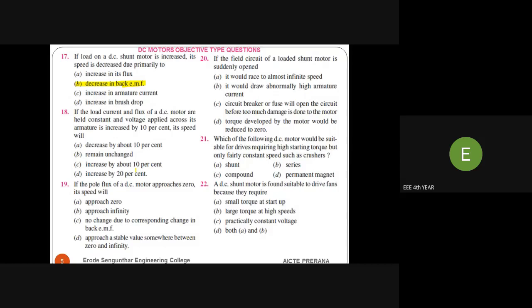If the load current and the flux of a DC motor are held constant and the voltage applied across its armature is increased by 10%, its speed will increase by about 10%.